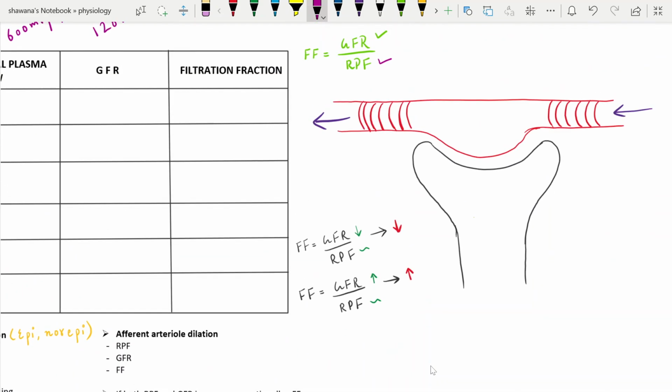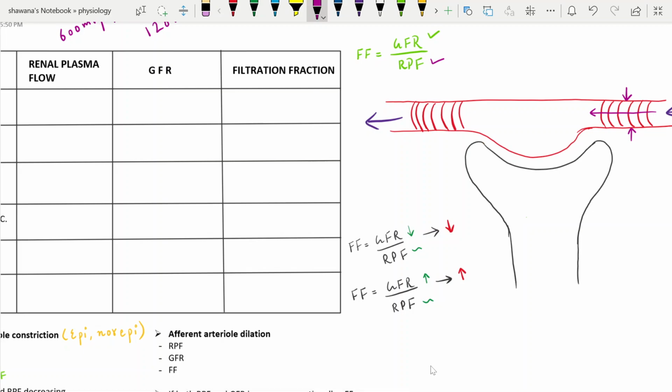Let's see in the diagram: if we constrict this part, will the renal plasma flow increase or decrease? The renal plasma flow will decrease because the blood vessel is constricted and the amount of blood passing through that area would be reduced, thinking logically. So renal plasma flow would be reduced.